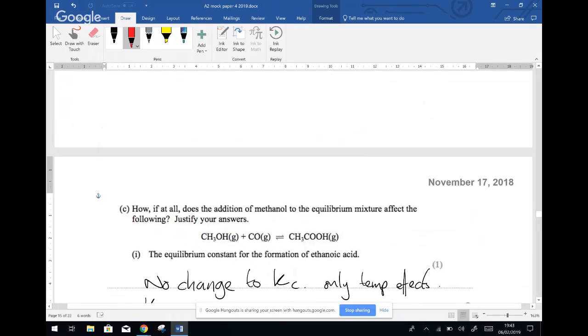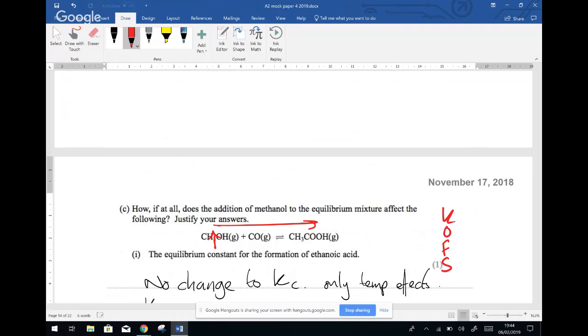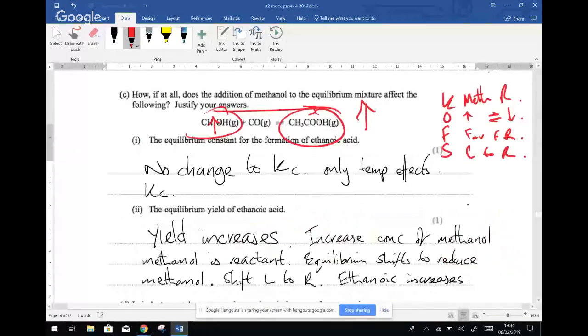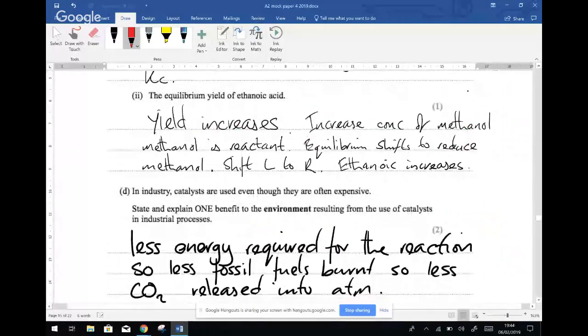We know this because if you increase the methanol, the equilibrium will shift to remove it. So I have to run my routine here. Number 1, the methanol is a reactant. If I raise it, the equilibrium will lower it by favoring the forward reaction, shifting left to right, increasing ethanoic acid. Yield increases. Increase content of methanol: methanol is a reactant, equilibrium shifts to reduce methanol, shift left to right, ethanoic acid increases.